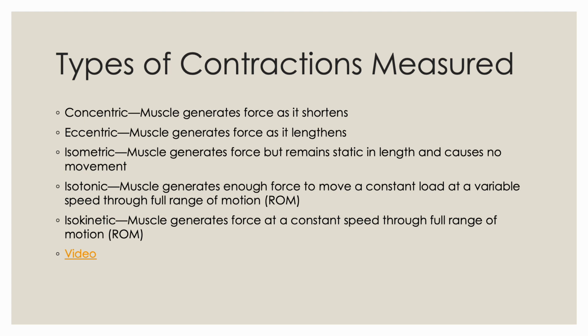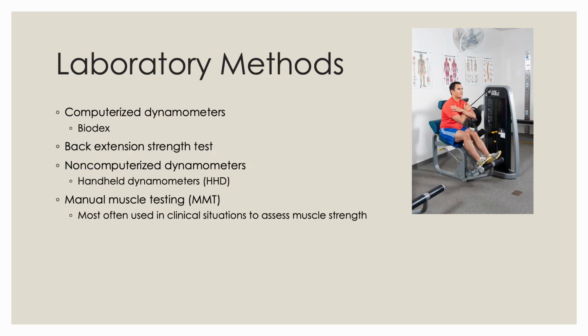Isotonic is when muscles generate enough force to move a constant load at a variable speed through a full range of motion. And then isokinetic, muscle generates force at a constant speed through full range of motion. On the PowerPoint, there is a link to a video that further breaks this down that I would highly encourage you watch. With our laboratory methods, we have several options.